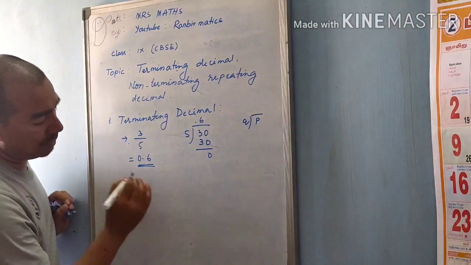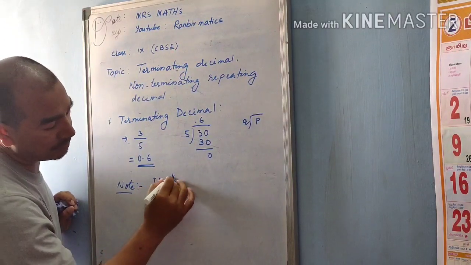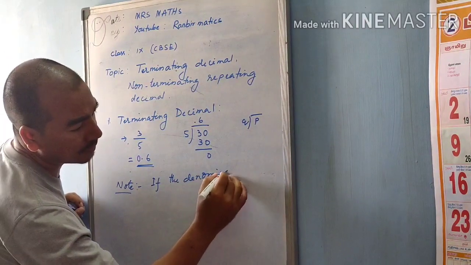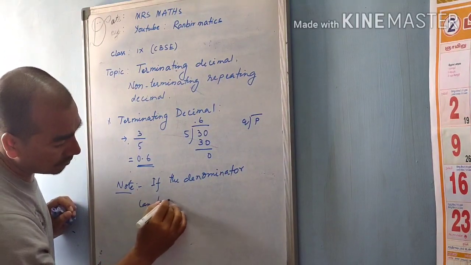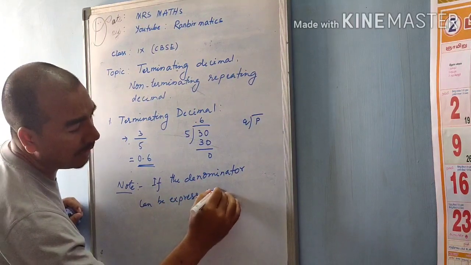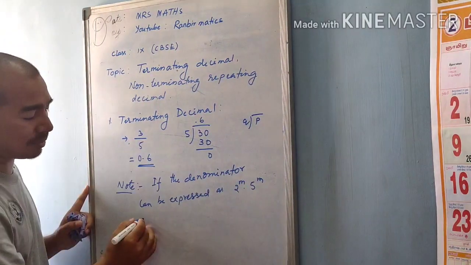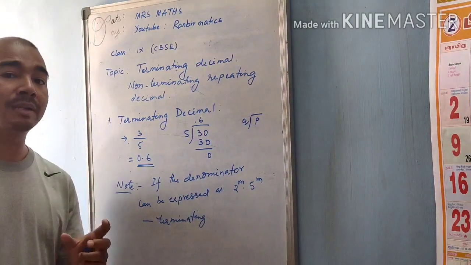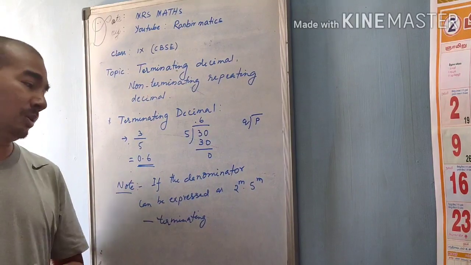Then next one is how to identify terminating or non-terminating. If the denominator can be expressed as 2 to the power m into 5 to the power n, the rational number will compulsorily be terminating. It should have a factor of 2 or 5 or both also.